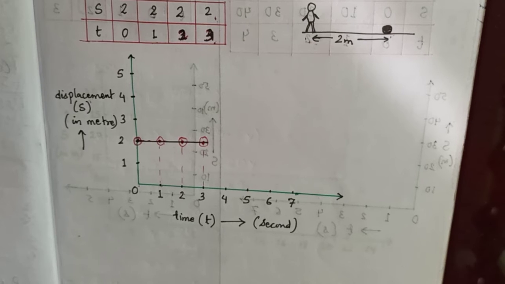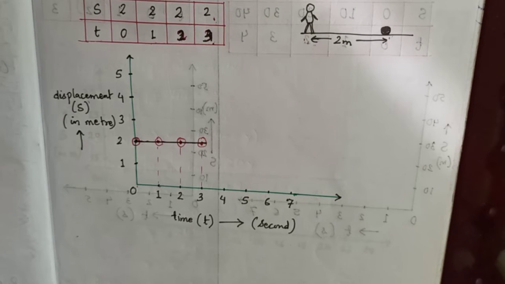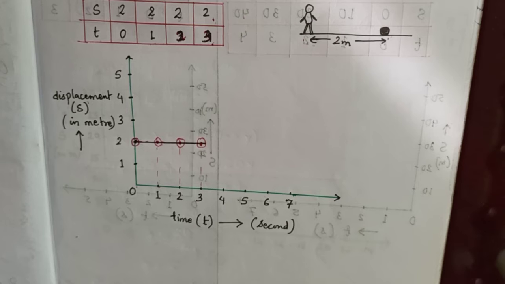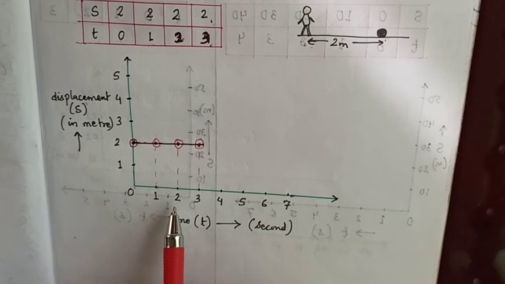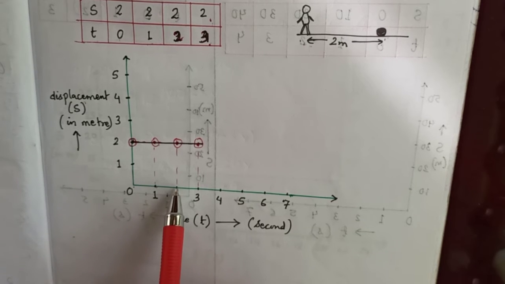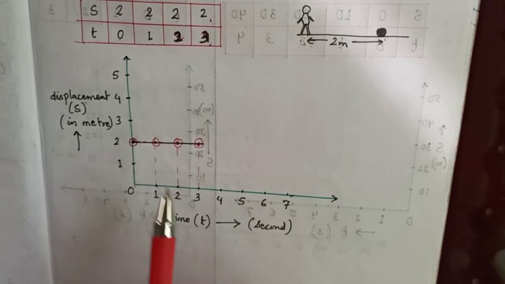From the displacement time graph, we can calculate basically two important things. The first one is the displacement of the body at a particular instant of time. For example, if we want to know from the graph what the displacement of the body is after 2 seconds, you can do it like this. The displacement of the body after 2 seconds is 2 meter.